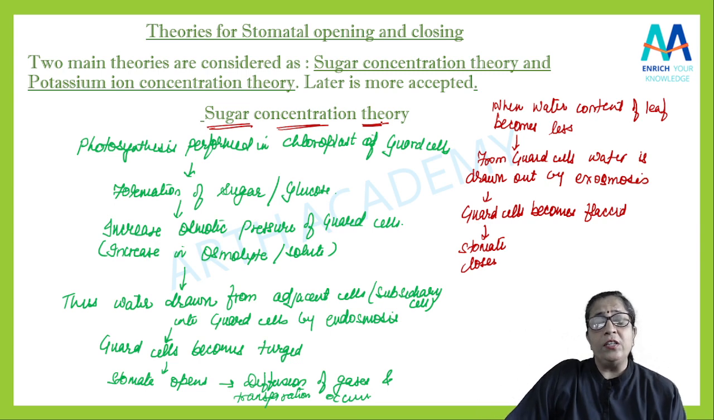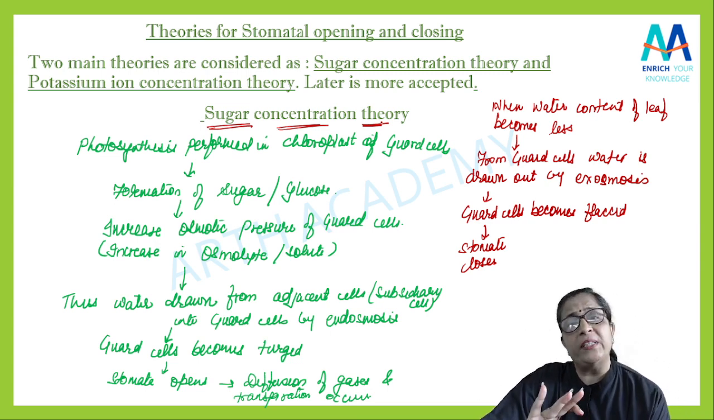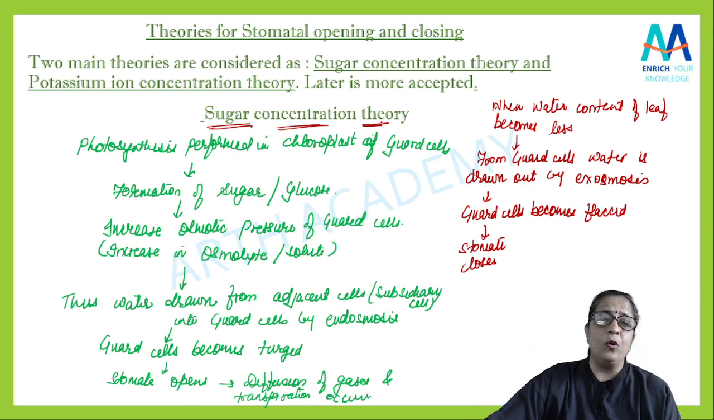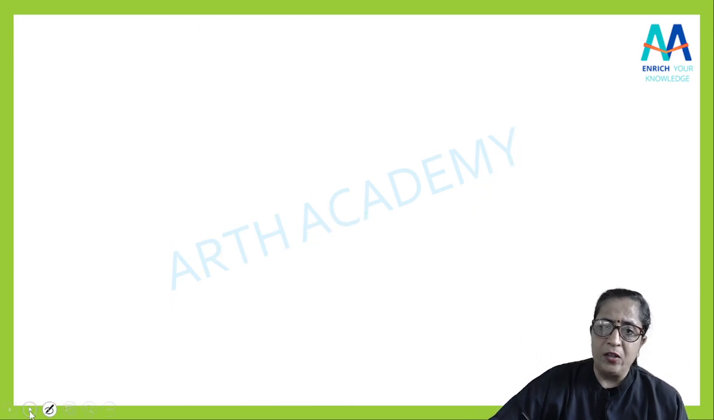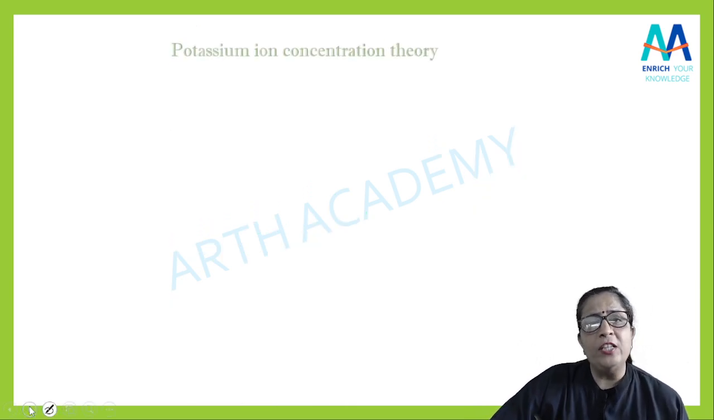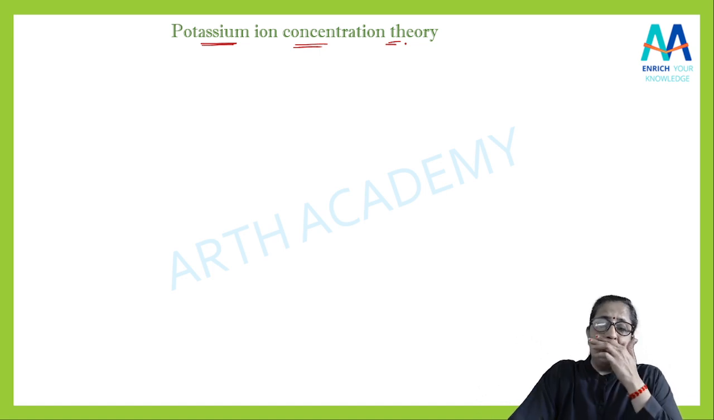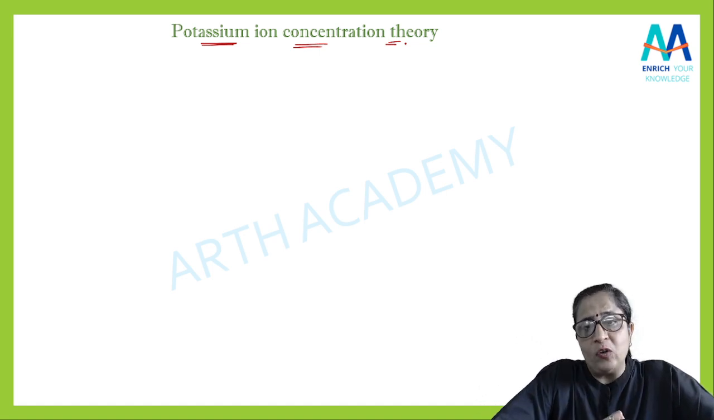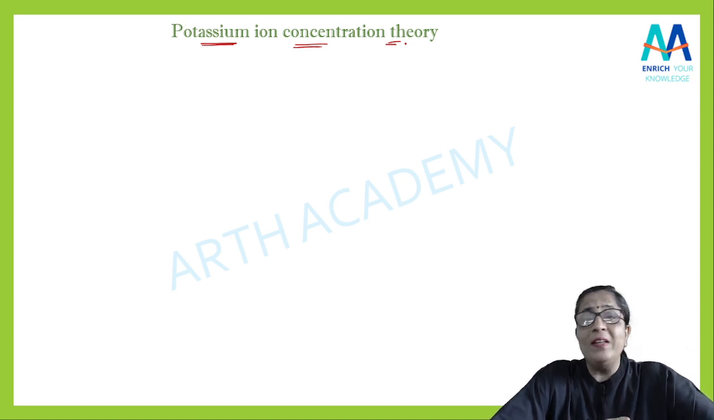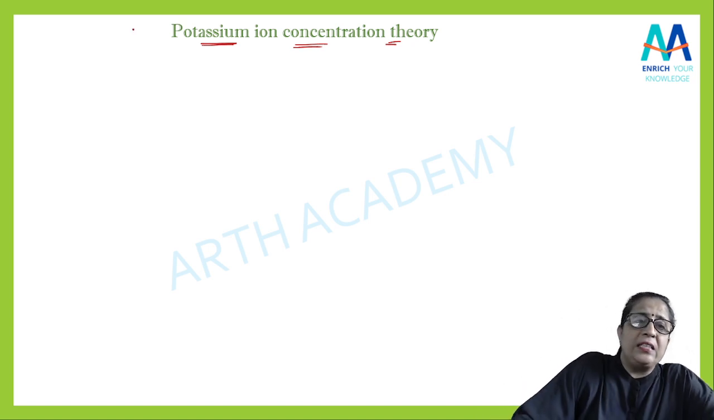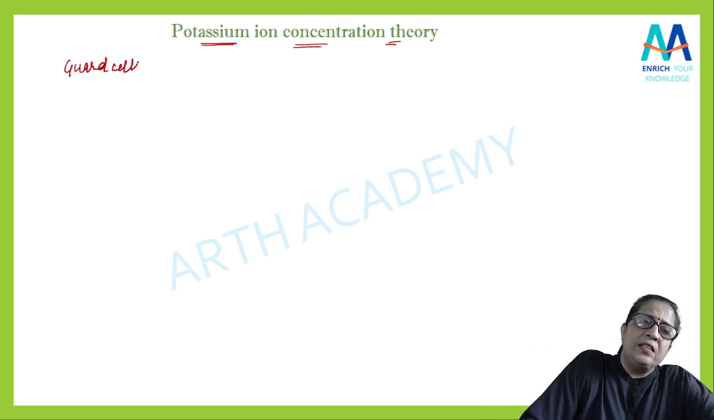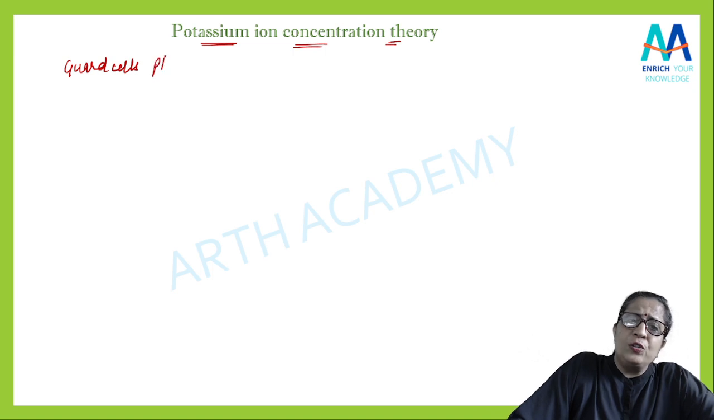ये शुगर कॉन्सेंट्रेशन थ्योरी के हिसाब से ये मैकेनिज्म बताया गया है कि किस तरह से स्टोमेटा पोर ओपन और क्लोज होता है. Got it? दूसरी थ्योरी है potassium ion concentration theory, which I told you is mostly accepted theory. Yes, now what happens in this potassium ion concentration theory? Again the same thing: during the daytime when the sunlight is there, the guard cells undergo photosynthesis. Guard cells photosynthesize.